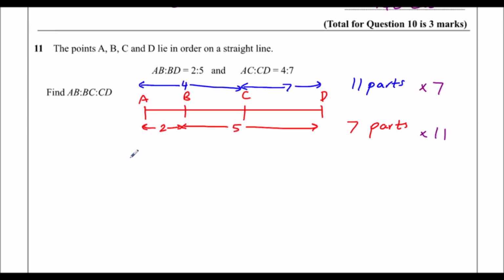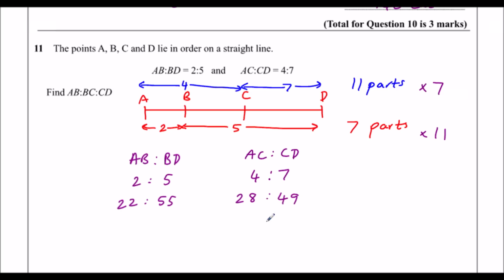So I'm going to say AB to BD was 2 to 5. I'm multiplying it by 11. So it's 22 to 55. It's now out of 77. And AC to CD was 4 to 7. It had 11 parts. I'm going to multiply them by 7. 7 4s are 28. 7 7s are 49. So now that is also out of 77 parts.